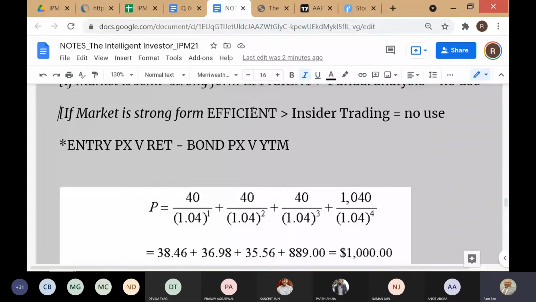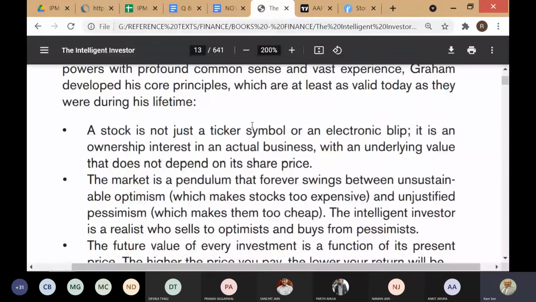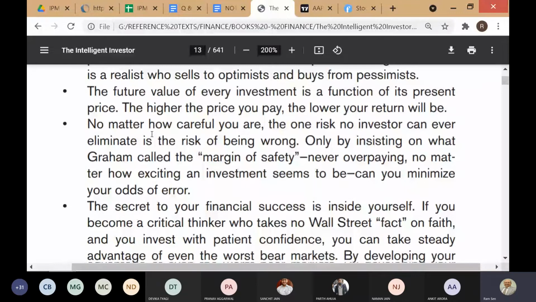So market is a pendulum. Future value. Yeah, we already started this discussion. The future value of every investment is a function of the present price. Well, he's assuming that you enter at the present price, which is reasonable, but it should have been made a little clearer. So the higher the entry price, the lower the return, obviously. And this, of course, we had a brief look at.